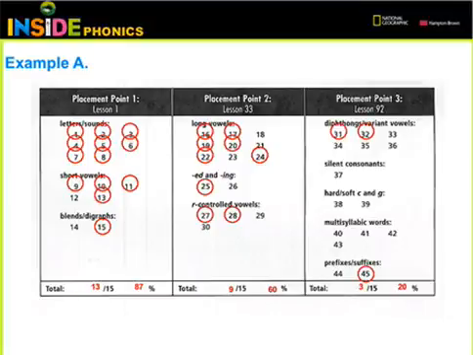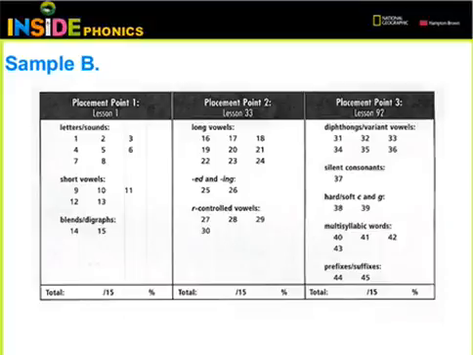And then they attempted some of the placement point 3 objectives. Can you figure out where this student will start instruction? You're right. Since this is the first time where they scored less than 80%, we will start with lesson 33, or placement point 2. Let's look at another example.